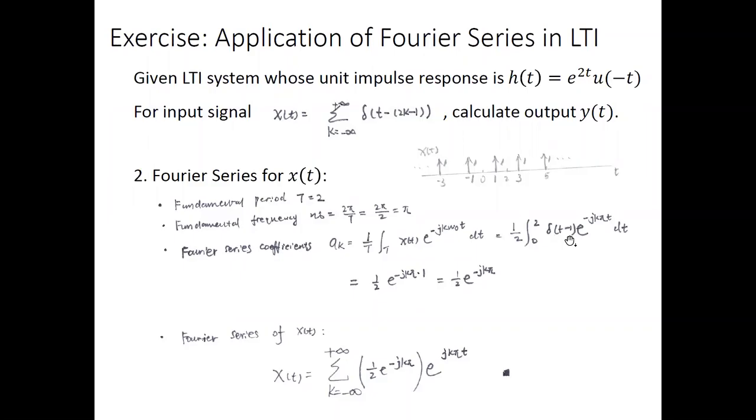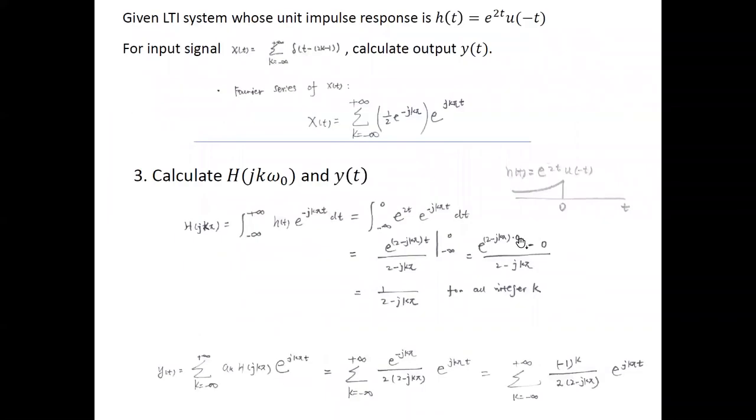Okay. Anyway, let's proceed with the calculation of capital H. Capital H of jk omega 0 equals pi, the standard formula. The integration is from minus infinity to plus infinity.